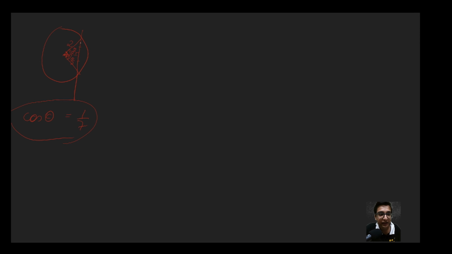So now from here, what can I write down? Let's say this distance that I need to find out is D. So what can I write down about cos theta by 2 now? Cos theta by 2 would be nothing but base by hypotenuse. And what is my base for this? D by hypotenuse, which is 2. So I know the value of cos theta. So wouldn't I be able to find out D?